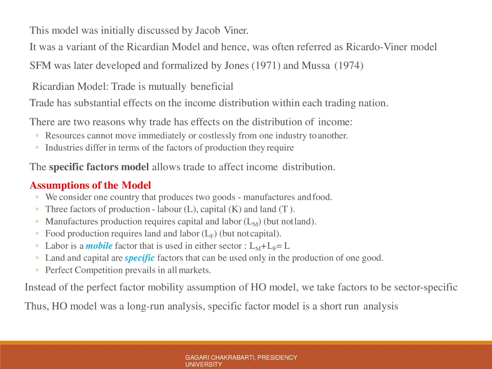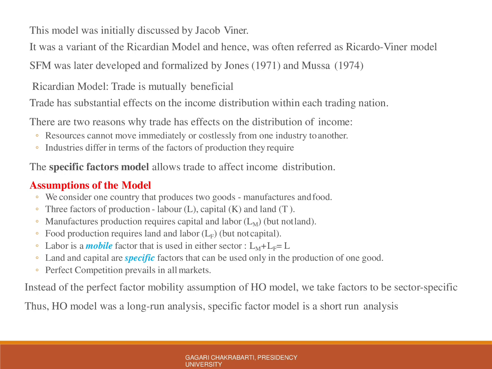This model was initially discussed by Jacob Viner. It was a variant of the Ricardian model and hence was often referred to as the Ricardo-Viner model. The specific factor model was later developed and formalized by Jones and Mussa. In the Ricardian model, we have seen that trade is mutually beneficial for all the participating nations.